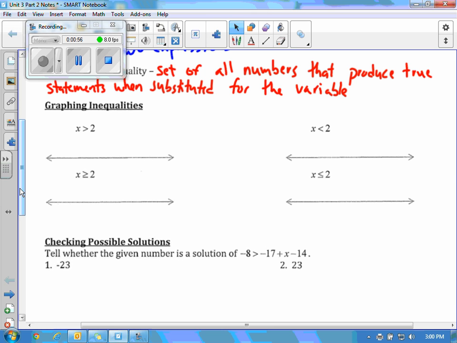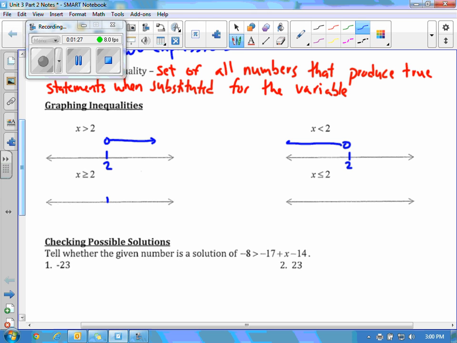The first one says x is greater than 2. Now, when I say graphing, I'm not talking about a coordinate plane. We're talking about on a number line right now. So on my number line, I would put a 2 because that's what I want. I have greater than, so I'm going to put an open circle and draw to the right because the greater numbers are to the right. If you look at this example on the right, I have x is less than 2. So for a 2, I'm going to have an open circle, go to the left. The lower numbers are to the left on the number line.